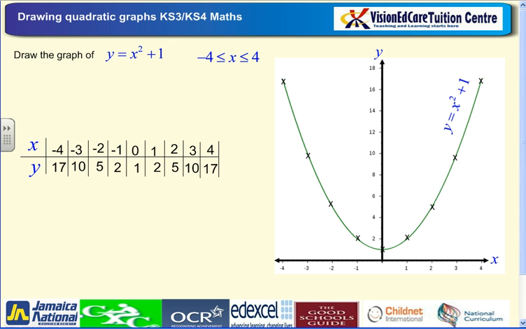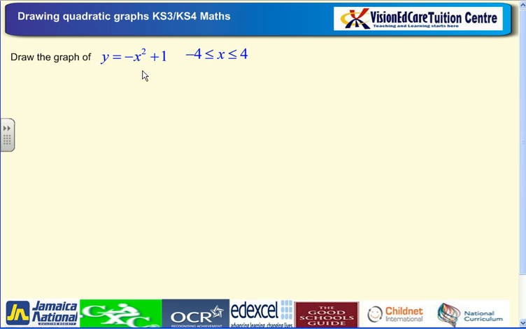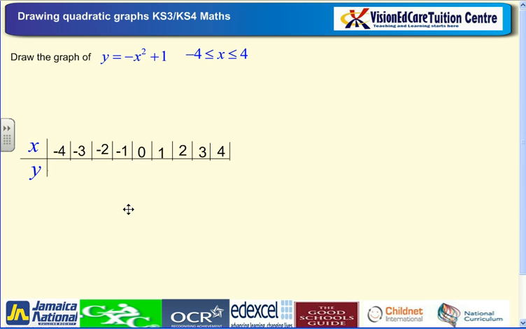Let's look at another case now where the coefficient of x squared is minus, it's a negative number. So pause the tape and please draw the graph for this. So the table is here, so you are required now to work out the y values. I'm going to share the first example with you, which is minus 4 all squared plus 1.